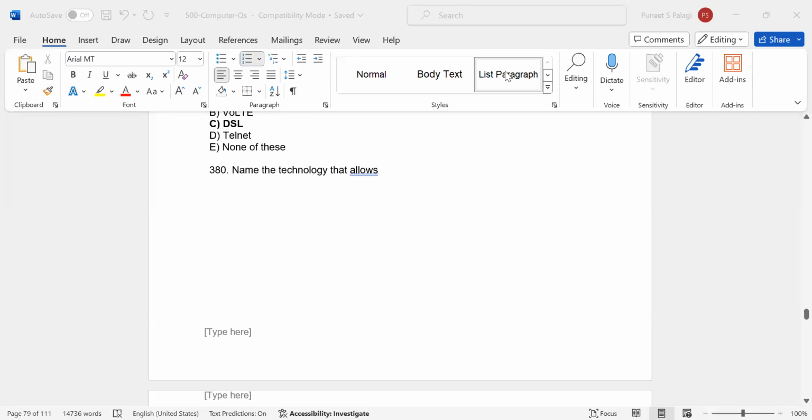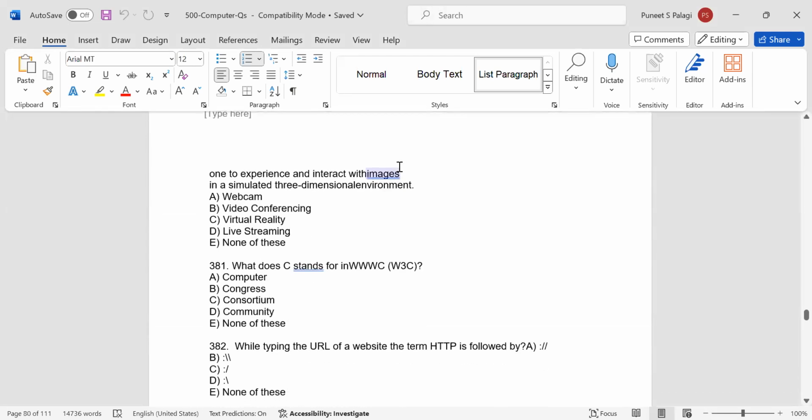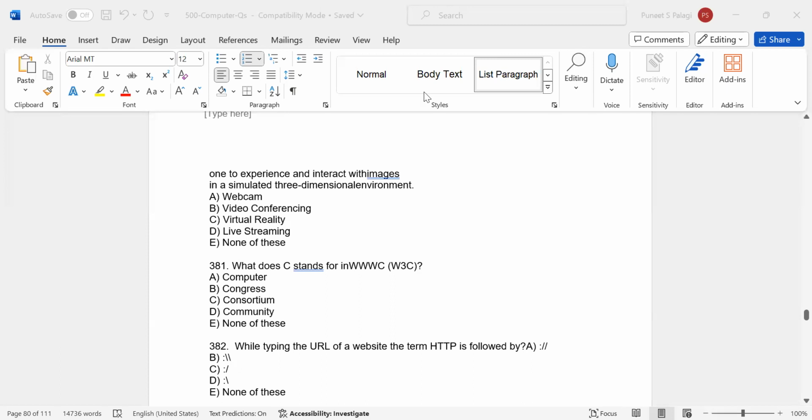Let's move on to the next question. The next question: name the technology that allows one to experience and interact with images in a simulated three-dimensional environment. So what is the answer for this?